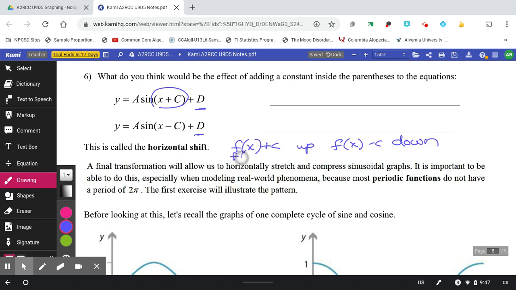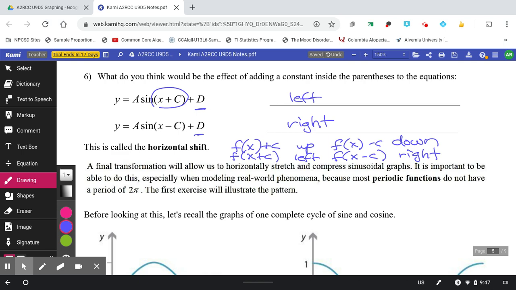But when you have the C inside the parentheses, it goes left. And when you have it on the inside of the parentheses, but it's a minus, it goes right. Remember, what's inside the parentheses was always the opposite of what you would think. So this one goes left, and then for the sine function, it goes right. Okay, so that's the 30 seconds on horizontal shift.